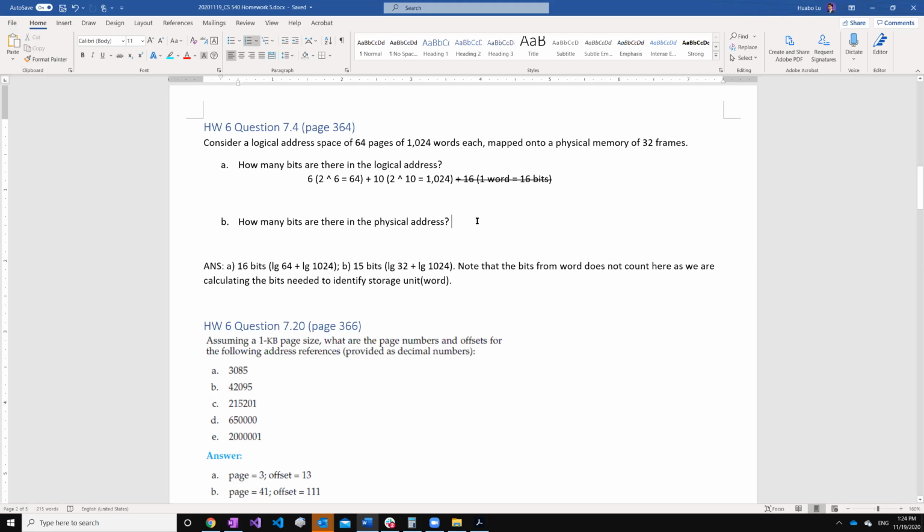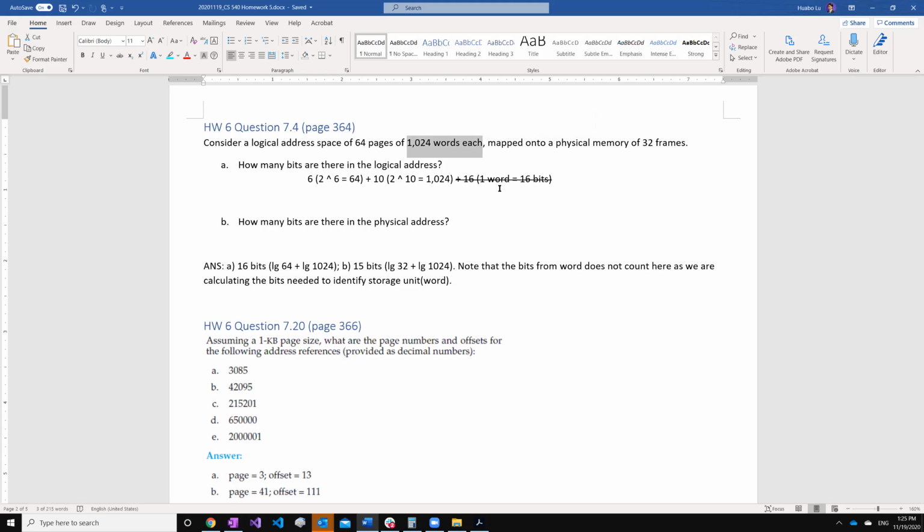For the next one, you get the answer. It will be 15 bits. And why is that? Because 2 to the power of 5 is 32. And for the rest, the size of the page and the frames are the same size, so we got 10 bits here. When you add the 5 and the 10 together, you get 15 bits. Again, you don't consider the size of the storage unit because you need the address to the storage unit. You don't count what's inside the storage unit.